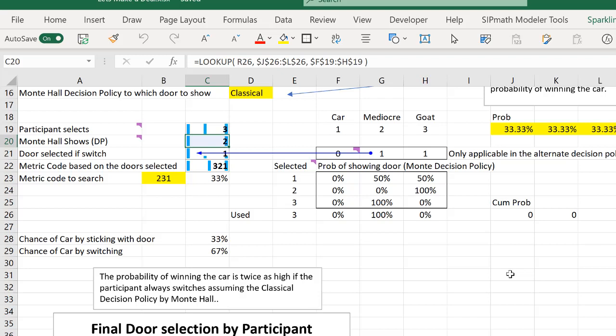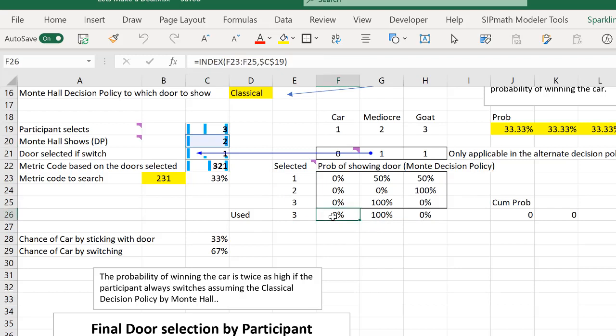The logic used for Monty Hall's decision policy is given by this table. So if the participant selected door 1, there's a 50-50 chance that he would show door 2 or 3. If the participant selected door 2, he cannot show door 1 because that has the car. He can't show door 2 because of what they selected, and so he must show door 3. And if the participant selected door 3, he must show them door 2.